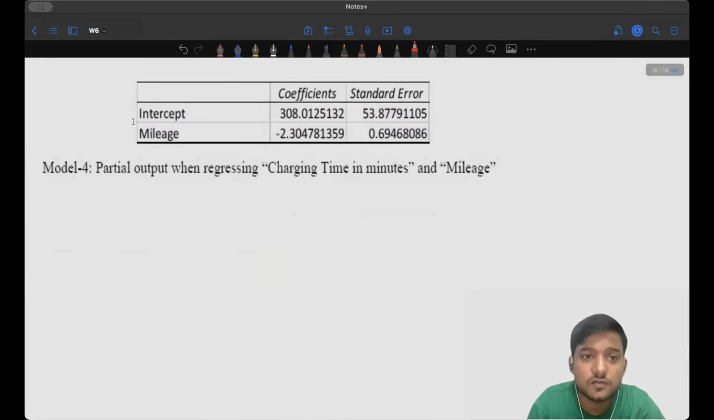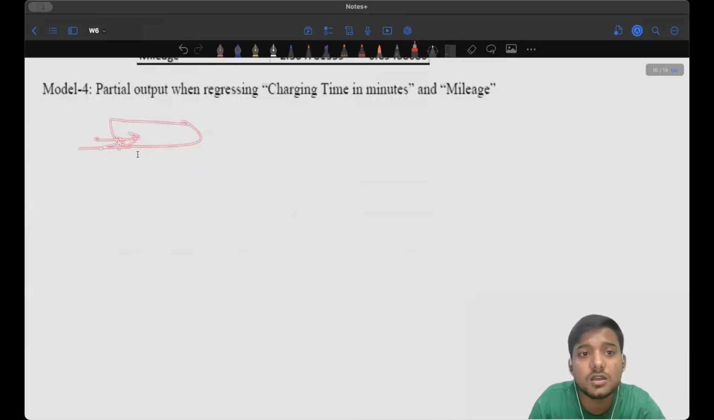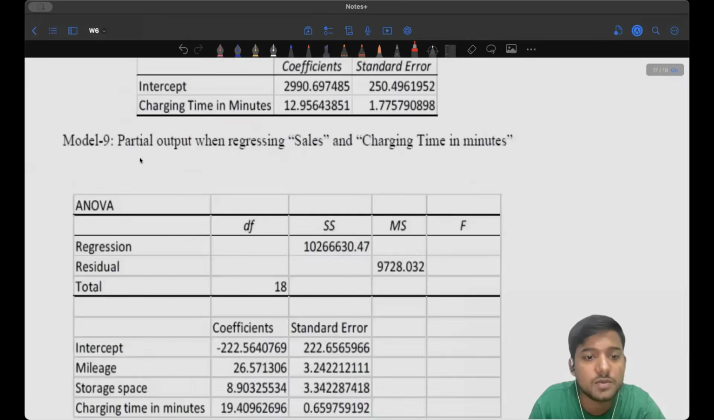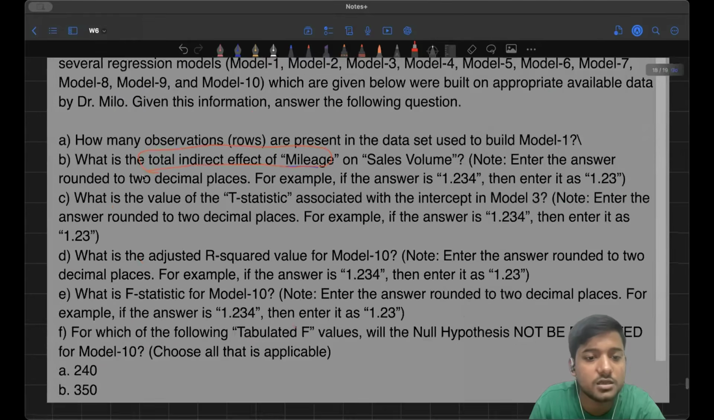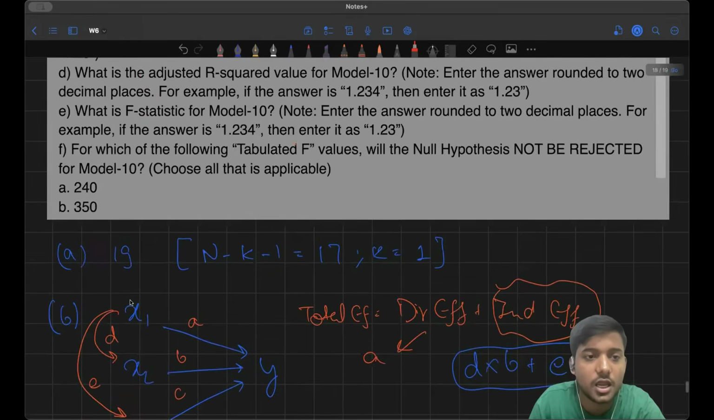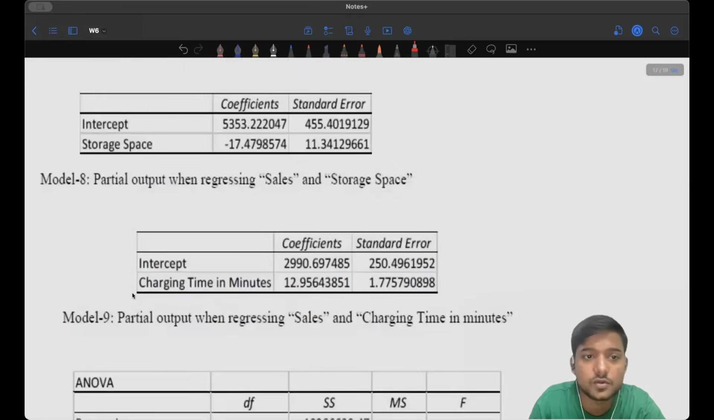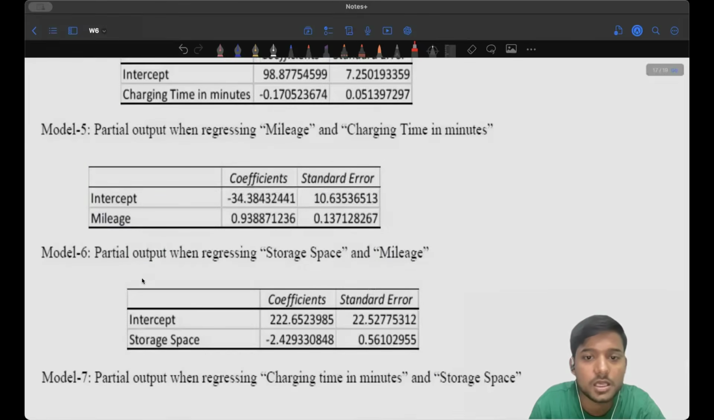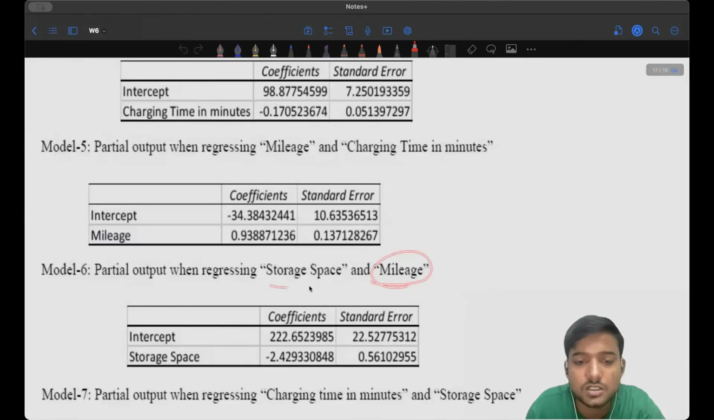Similarly, we need to find something where the input variable for this second thing you are seeing would be what? It is going to be mileage, right? So we need to find something where input is mileage and x2 is going to be that. If we come here, input is mileage and x2 is storage space. So yes, this model is correct.